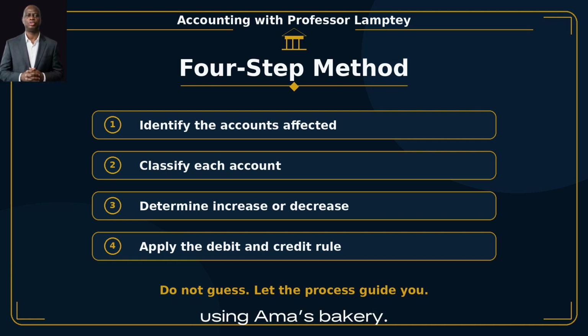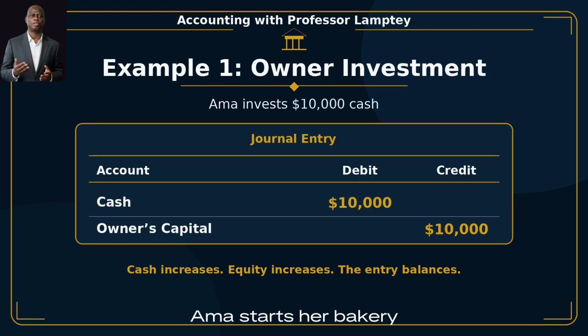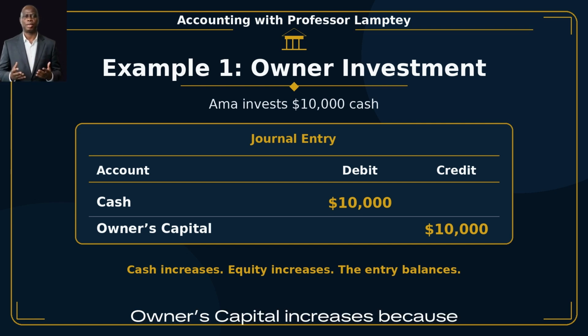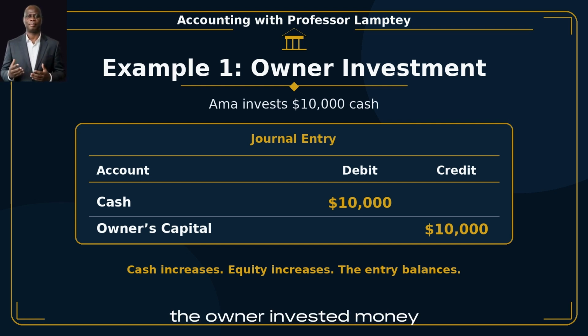Now let's apply it using Amma's bakery. Amma starts her bakery by investing $10,000 cash into the business. The accounts affected are cash and owner's capital. Cash is an asset. Owner's capital is equity. Cash increases because the business received money. Owner's capital increases because the owner invested money into the business. Assets increase with debits, so we debit cash. Equity increases with credits, so we credit owner's capital.